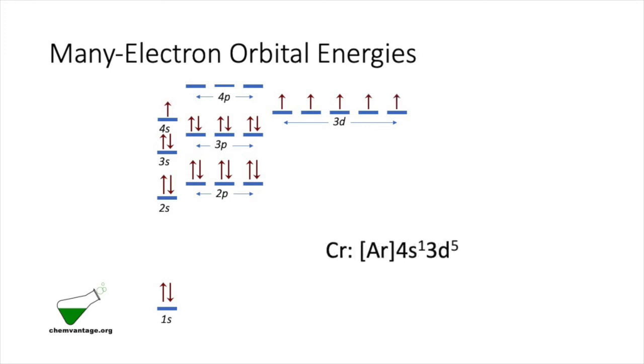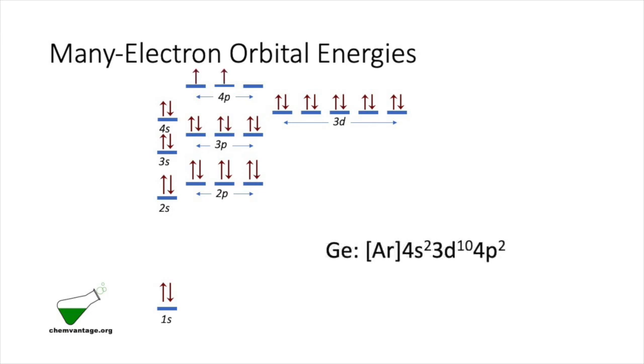When we add one more electron, something unusual happens. It turns out that a half-filled 3d shell is particularly stable. So an electron moves from 4s to 3d, giving chromium an unusual electron configuration of 4s1 3d5. Adding 6 more electrons gives zinc with its configuration of 4s2 3d10. And then finally we begin filling the 4p shell. Germanium has the configuration 4s2 3d10 4p2.